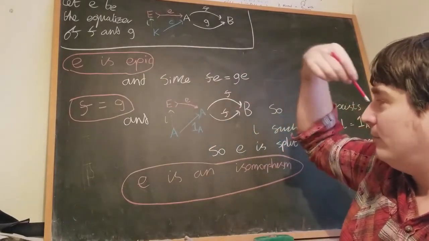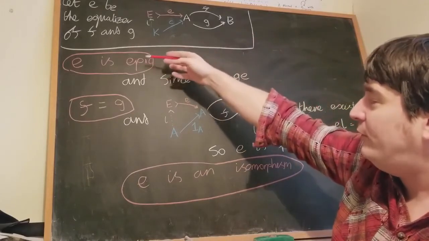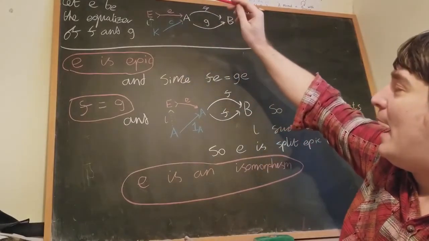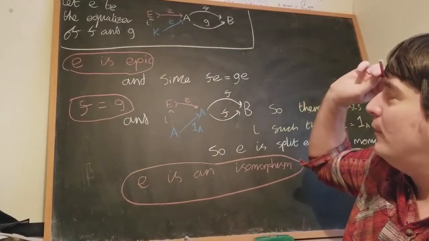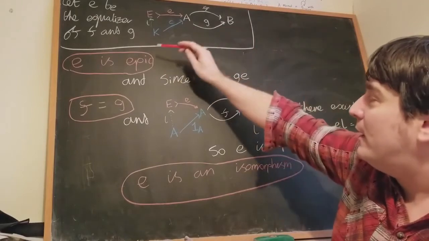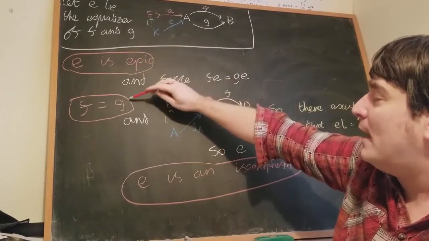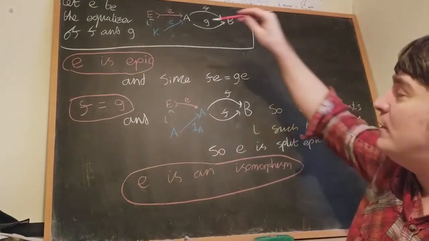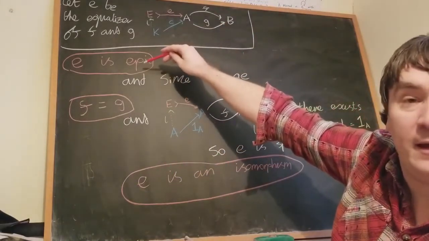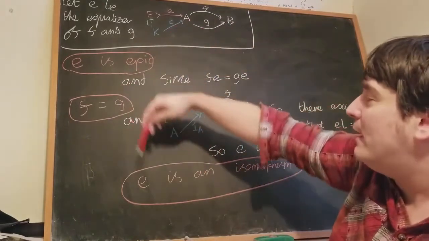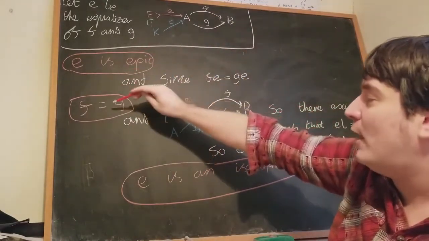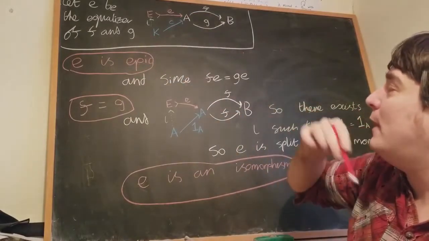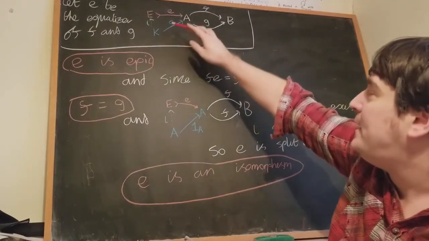One of these statements holds if and only if the other two hold. So in particular, I'm going to show that E is epic implies F equals G, which implies E is an isomorphism, which implies E is epic. Okay, so we have a full chain of implication, and if you start with any of these, you could infer the others. So let's start by assuming then that E is epic.